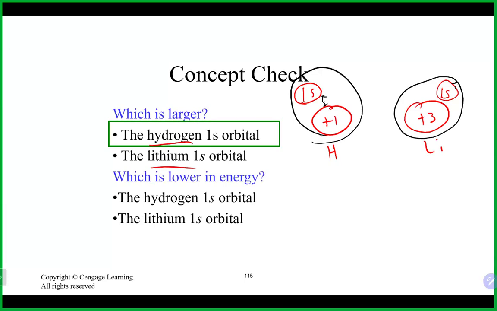Because it's going to bring this 1s orbital closer to the nucleus. By definition, lower in energy is the ones closest to the nucleus. So it will pull that lithium in closer, and it actually will be lower in energy than the hydrogen 1s orbital, which again is not going to be dragged as far closer to the nucleus because it doesn't have as big of a positive charge. Questions on any of those there?